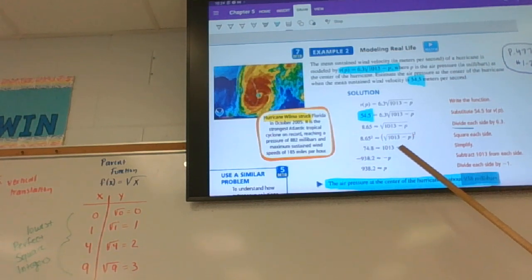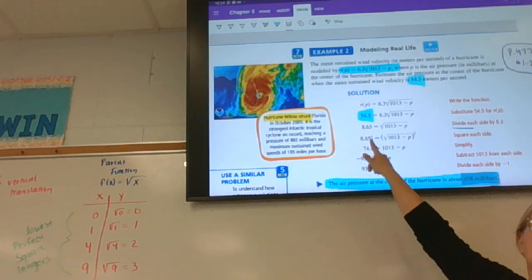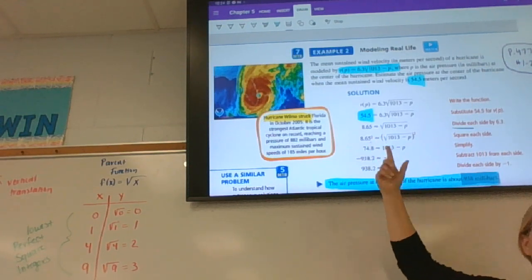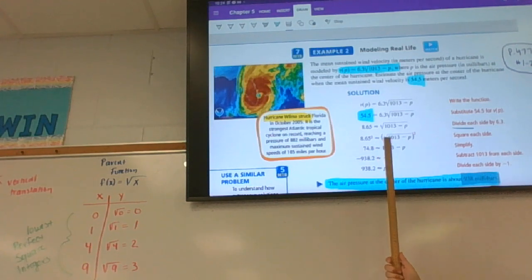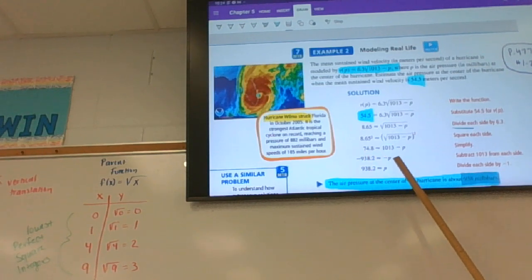They're trying to cancel a radical. To cancel a square root, you do a power of 2. To cancel a cube root, you do a power of 3. To cancel a fourth root, you do a power of 4. So 8.6 squared is 74.8, subtract 1,013, divided by 1, and here's our air pressure.